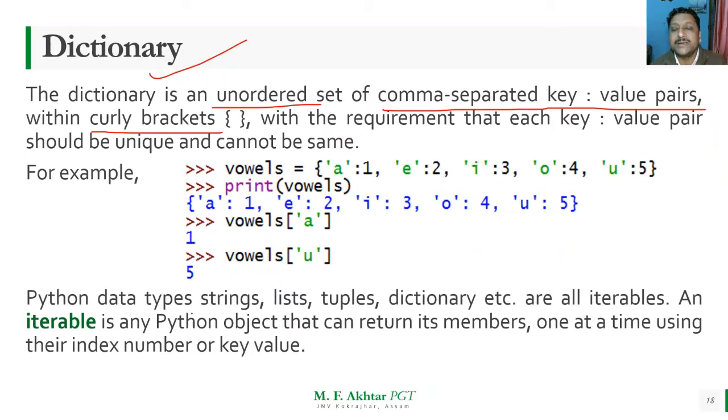Now Python data types such as strings, lists, tuples, dictionaries, sets, etc. are all iterables. An iterable is a Python object that can return its members one at a time using their index number or key value. Iterable means we can use iterative statements like for or while. For statements we can use with these iterable data types such as string, list, tuple, dictionary, sets, and we can print individual values one by one. It is possible.